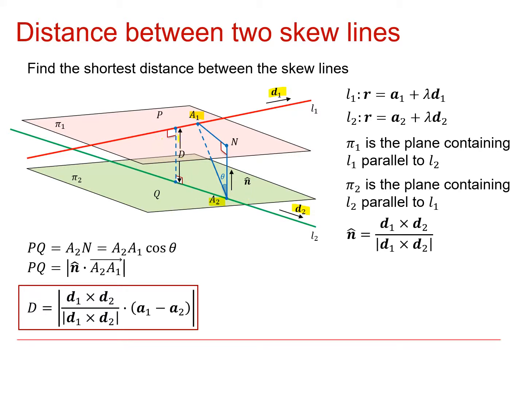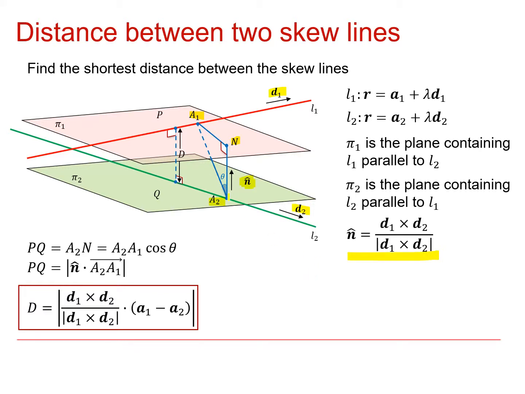Now, the distance I want is the distance here. P and Q are two points, one on the pink plane and one on the green plane, and the line that connects them is perpendicular to L2 and perpendicular to L1. So that's the distance that I want. And because these planes are parallel, that's the same as this distance here, A2 to N. I've got here a normal vector to the planes, and because they're parallel, it's the same normal vector. And I've actually got this as a unit vector. To get that unit vector, I need to do the cross product of d1, d2 and divide by the length of d1 cross d2. So that's this thing here.